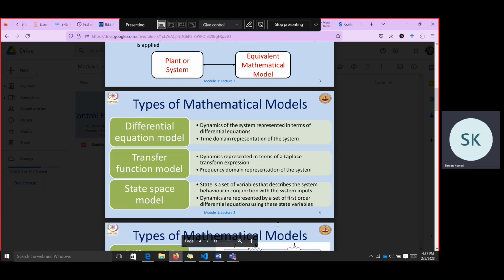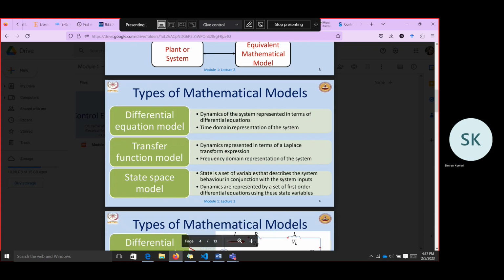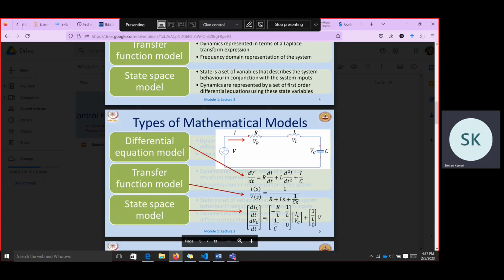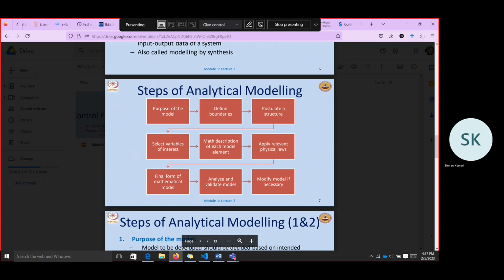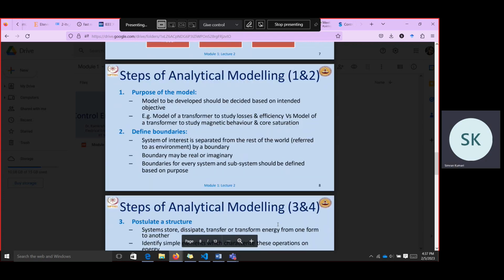And then we have the state space model, that is also a time domain model, but here the dynamics is represented by states. So these are the different models, and this is one example. And we talked about analytical modeling and experimental modeling. These are the various steps that have been discussed.